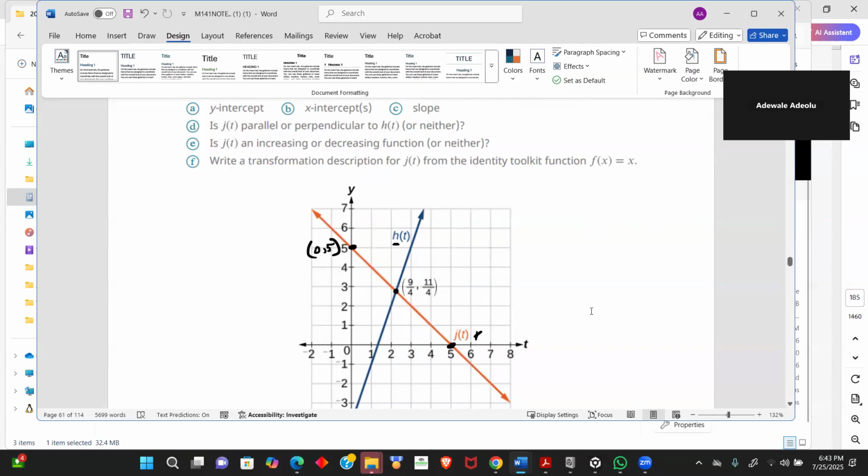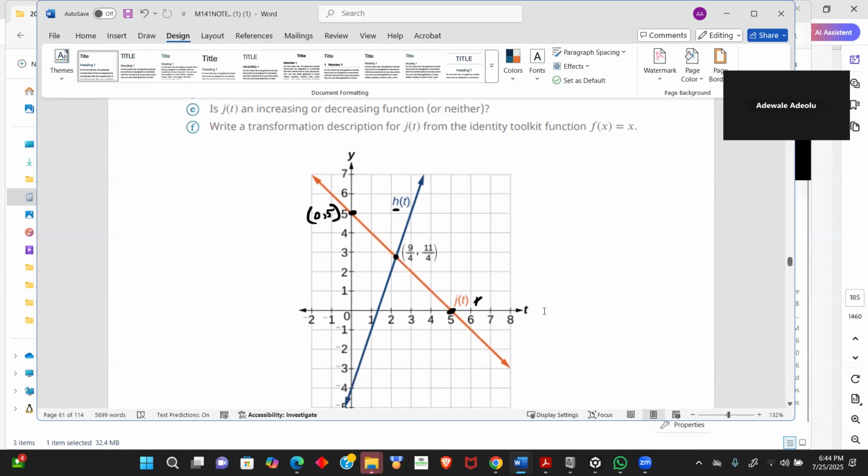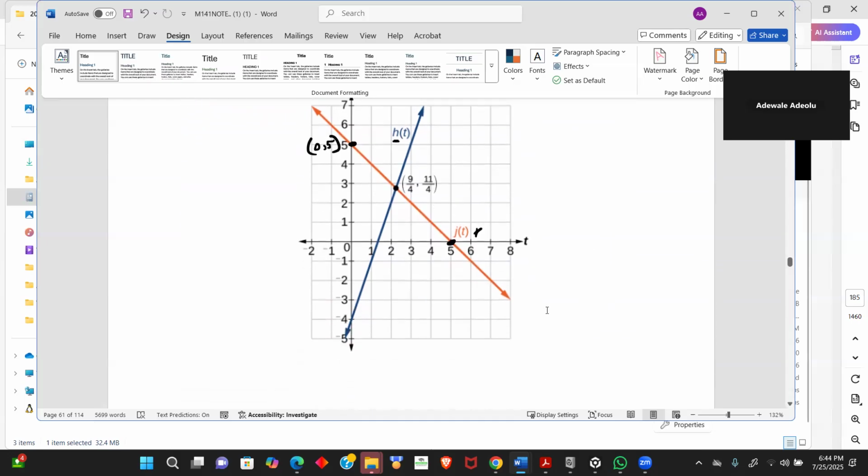Is j of t parallel or perpendicular to h of t? Find that out. Is j of t an increasing or decreasing function? Find that out. Write a transformation description for j of t from the identity toolkit function f of x equals x. We've done a lot of fun stuff on transformation. So for this j of t, what is the behavior of that transformation with respect to a function that behaves like this? Try to figure that out.